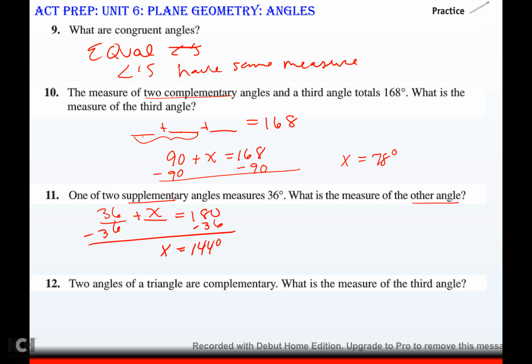Okay, 12 says 2 angles of a triangle are complementary. What is the measure of the third angle? Well, first of all, in a triangle, the angles all have to add up to 180 degrees. And it says 2 of those angles are complementary. So you're adding 3 angles, and that has to equal 180 because there's only 180 degrees in a triangle. Those 2 angles are 90, plus I don't know equals 180. Well, that has to be 90 degrees because 90 plus 90 is 180. Alright?